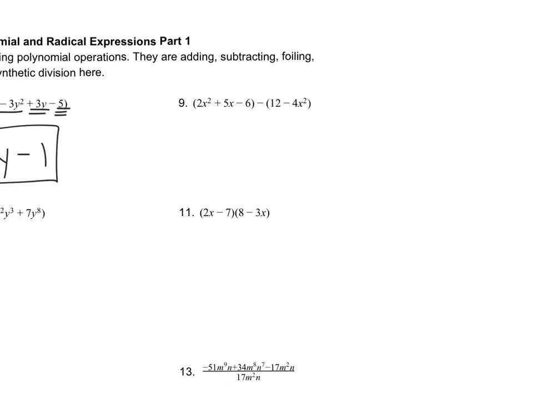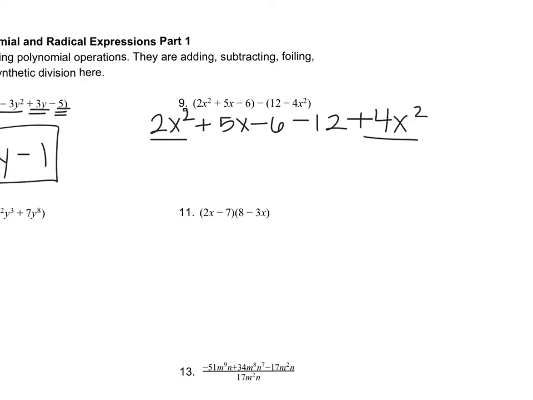Number 9, we're subtracting two polynomials. Anytime you're subtracting two polynomials, the first thing you want to do is distribute the negative into the second set of parentheses. So we're going to have 2x squared plus 5x minus 6, then it's going to become minus 12 plus 4x squared. Now that we've distributed the negative, we can combine like terms like we did in problem 8.